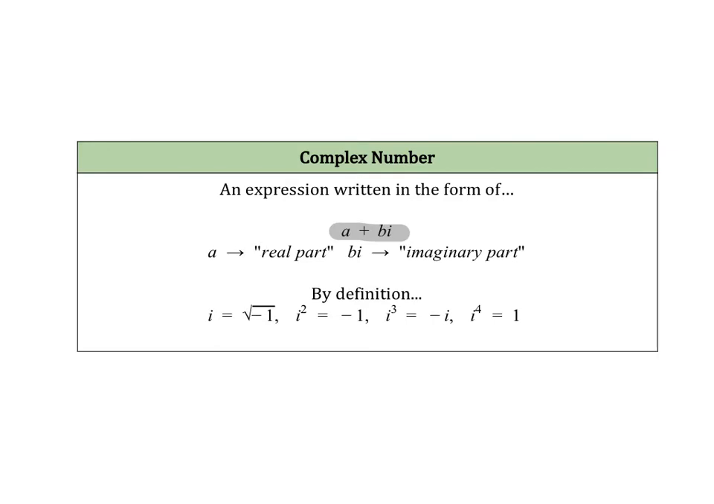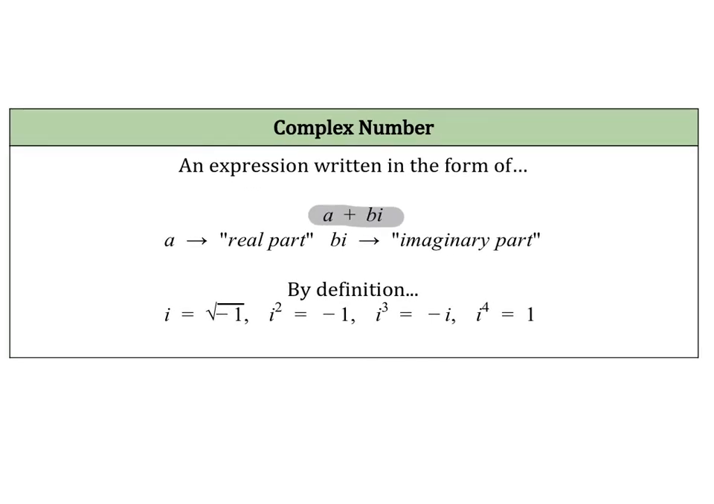This is also a quick reminder of what i is. By definition, i is equal to the square root of -1. And by definition, i squared will always equal -1. That means that i cubed is like saying -1 times i, so it becomes -i. And then i to the fourth is like saying i squared times i squared, so it's +1.